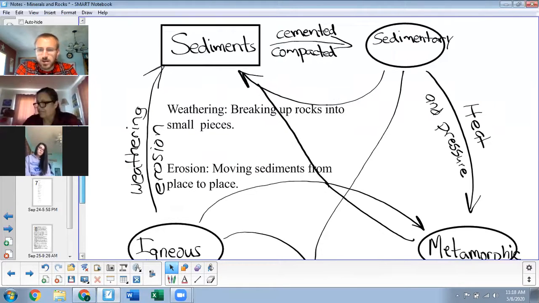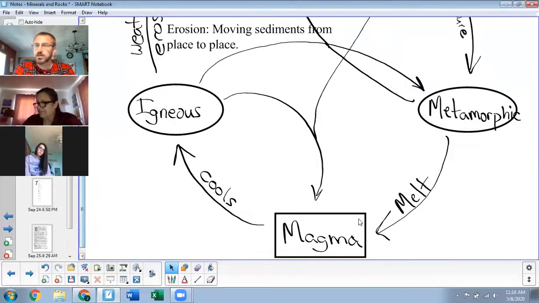And then some of the bottom arrows here that we can't see. So if I take a metamorphic rock and I go past my heat limit, so I melt it, it's going to form magma. So it just gets super hot and it's going to form magma. If my magma cools, it's going to form an igneous rock.